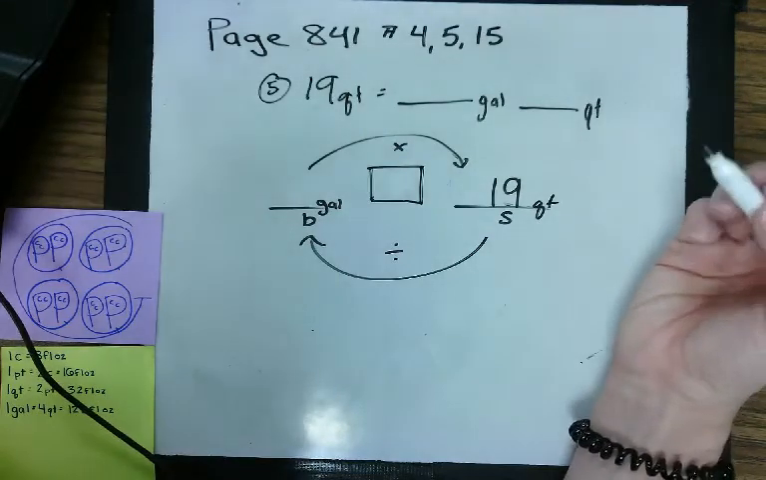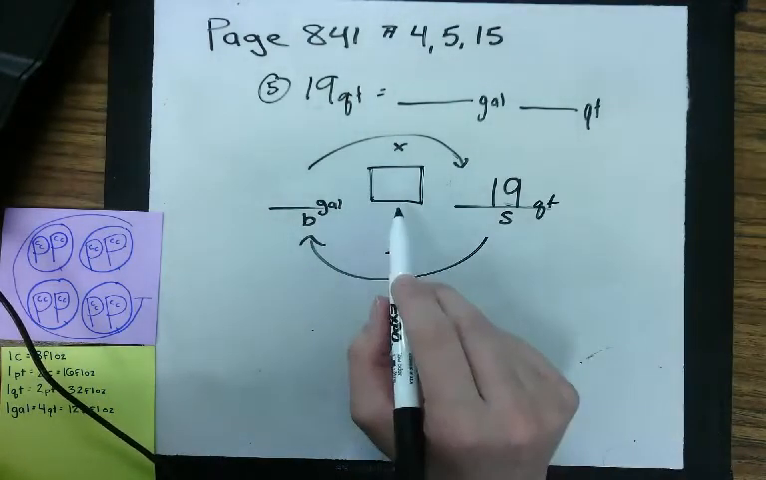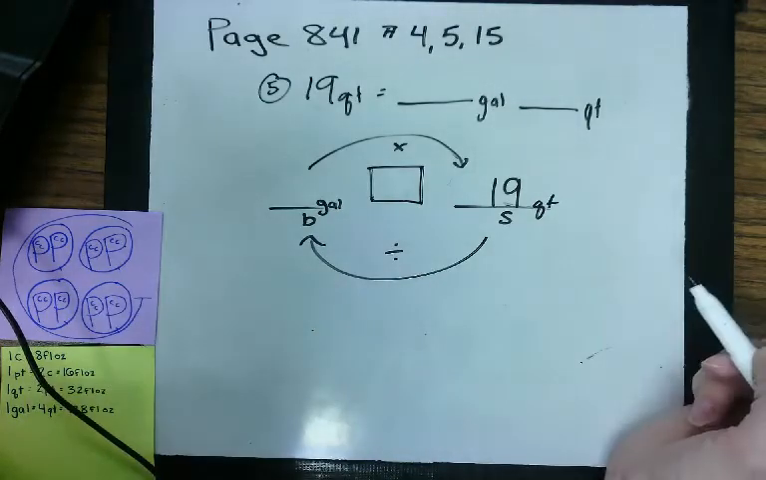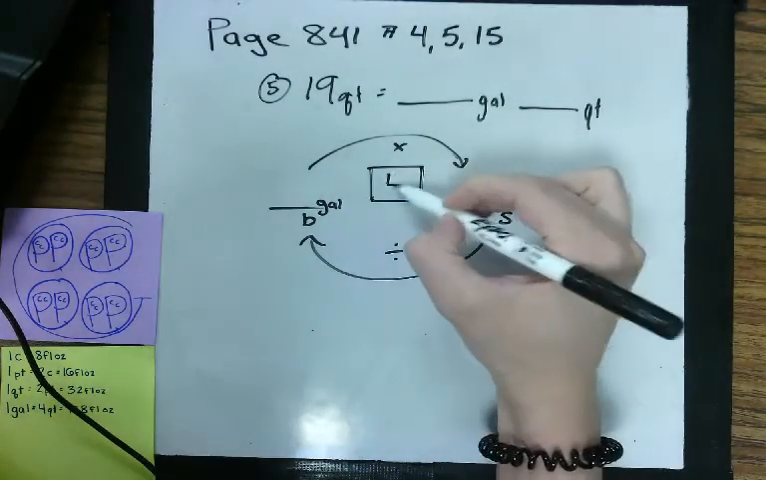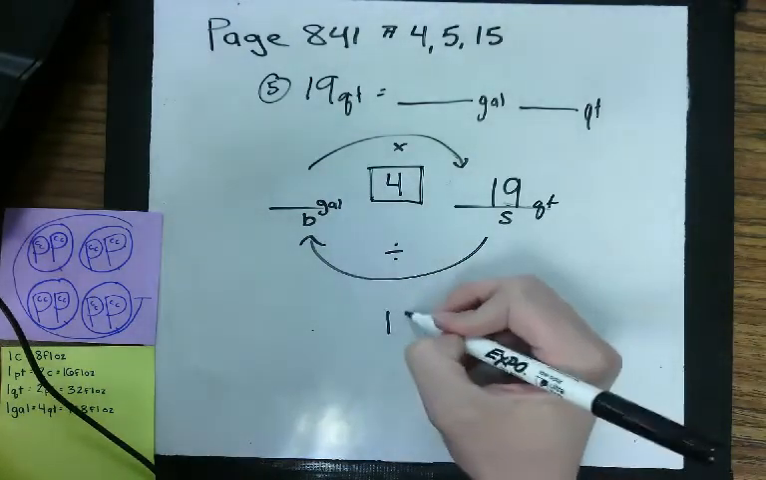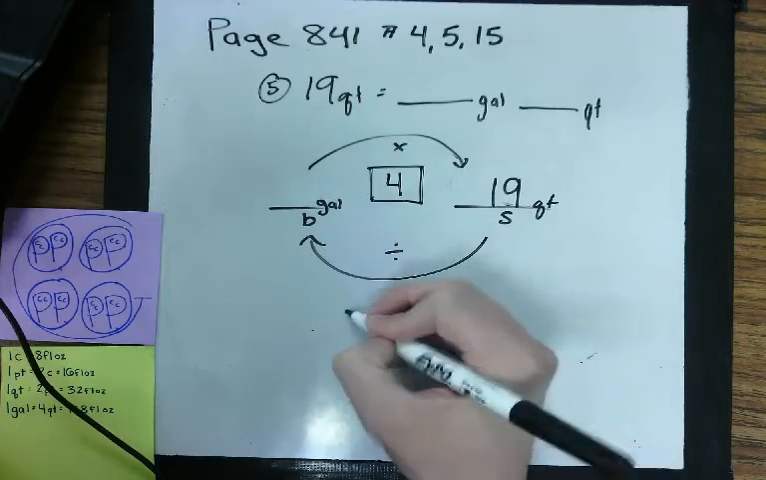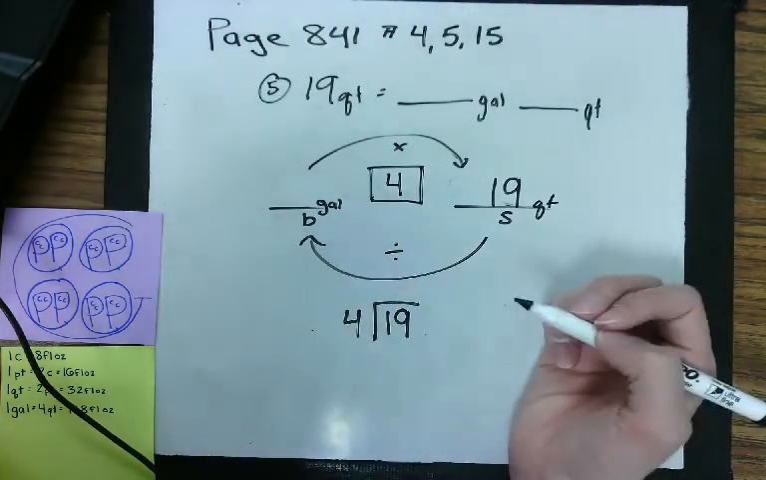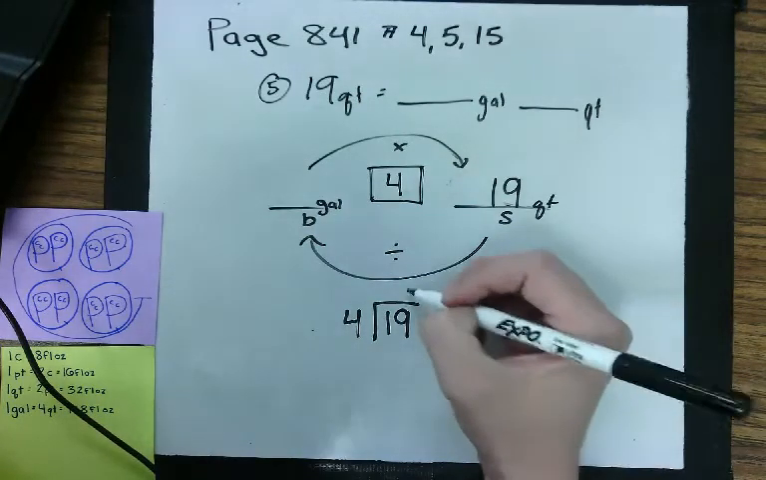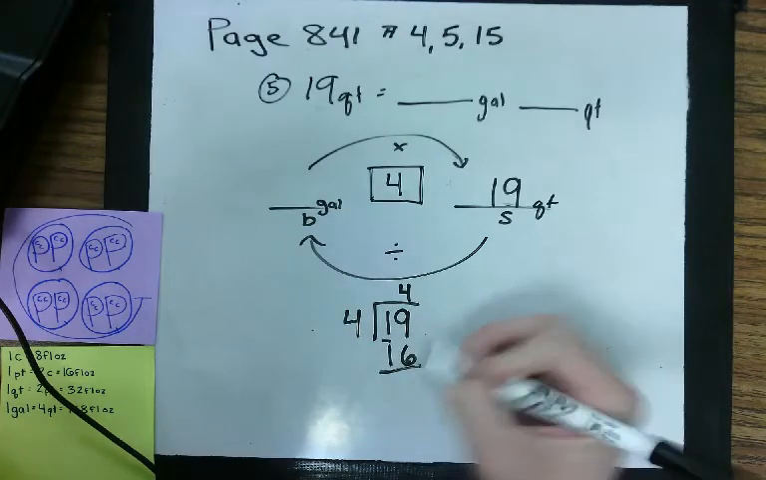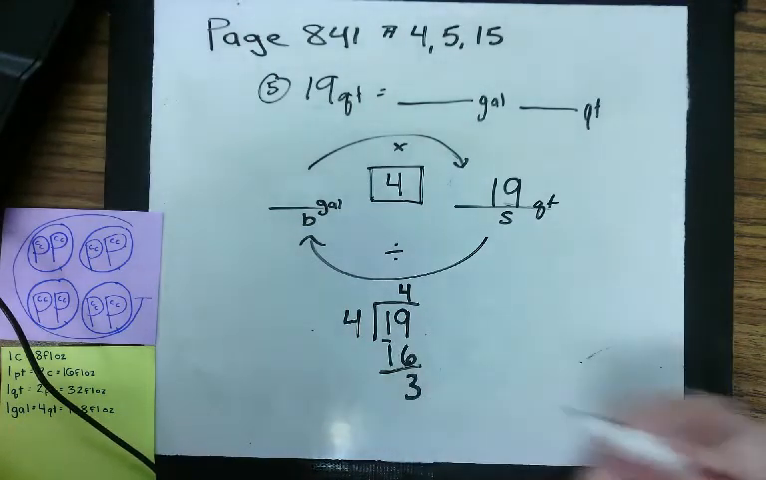Okay? We're thinking now about our basic unit. How many quarts are in a gallon? Well, 1, 2, 3, 4. There are 4 quarts in 1 gallon, so that is our basic unit that we're using. So really what we're doing here now is 19 divided by 4. 4 goes into 19 how many times without going over? It goes in 4 times. 4 times 4 is 16. And we're left with a remainder of 3.